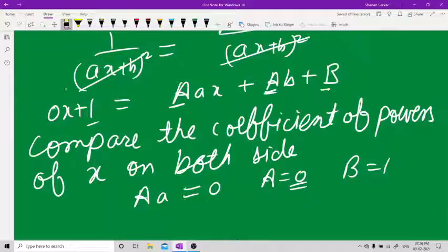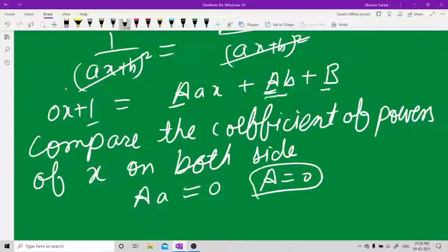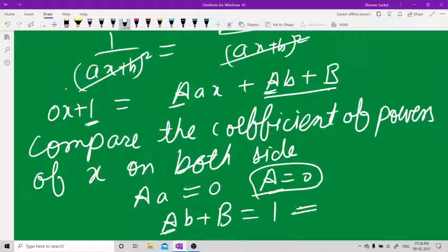Basically, let me do it fully. A is 0, this part is 0. Now use this, which is equal to 1. So Ab plus B equal to 1, plus B equal to 1. A is 0, this is 0. Therefore, B here came out to be 1.